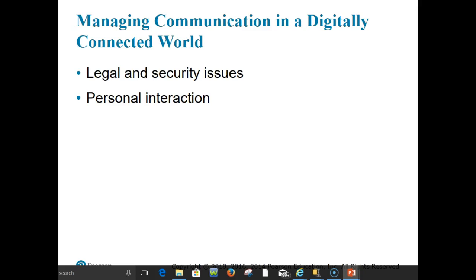So managers are learning the hard way sometimes that all new technology has created special communication challenges. Now, the two main ones are, one, legal and security issues, and two, the lack of personal interaction.